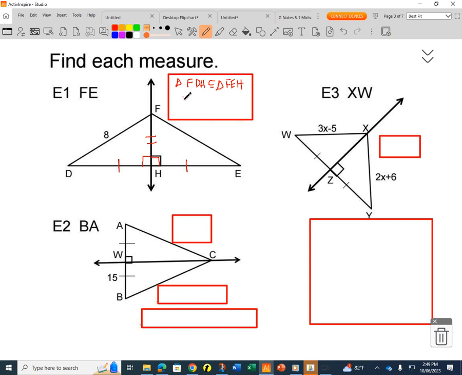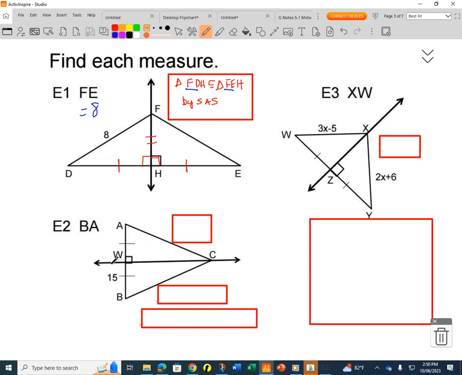And that's by side angle side. And if that's the case, now if these triangles are congruent, that means that FD is congruent to FE. So now we know that FE measures 8.